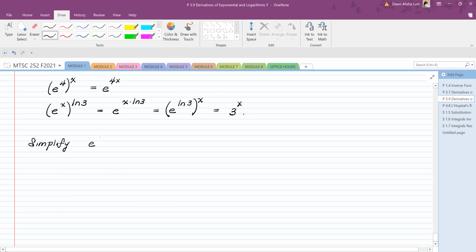e to the 4 log x. Okay, well, that becomes e to the log x raised to the 4th power. So e to the log of x is just x, so that's x to the 4th.